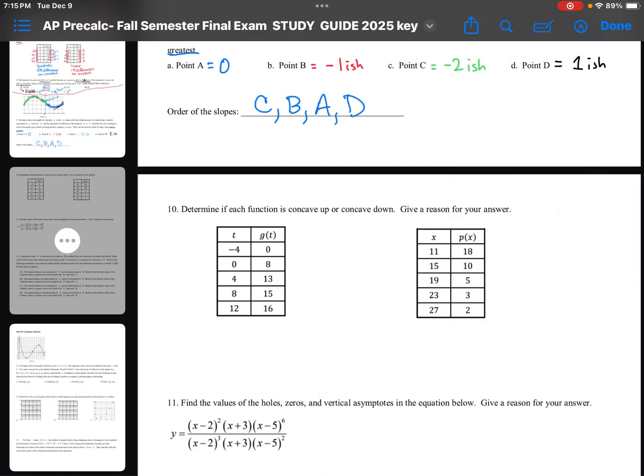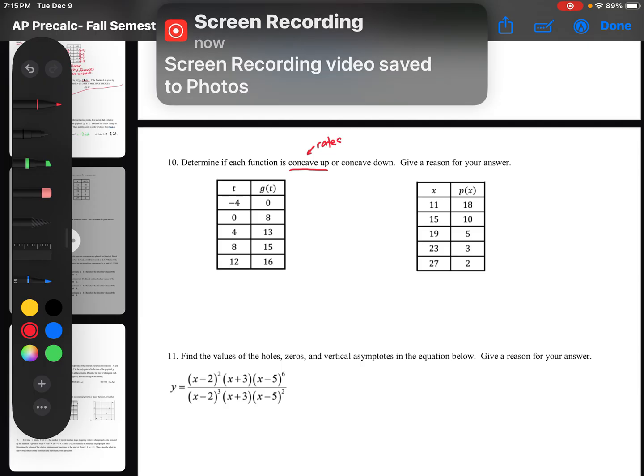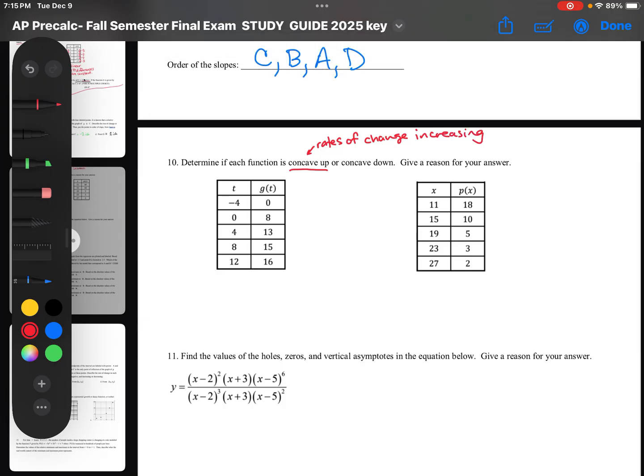All right, everybody, this is the second video, and I'm going to start with question number 10, which is where I left off in the last video. For this one, we're asked to determine if each is concave up. That means your rate of change is increasing in value. Concave down means decreasing rate of change.